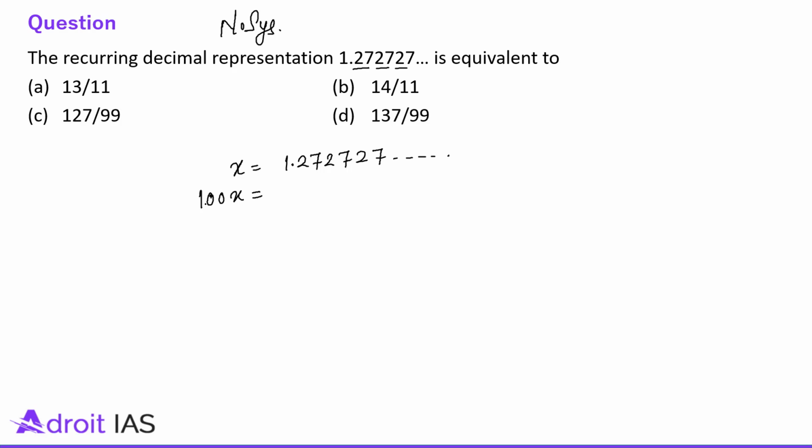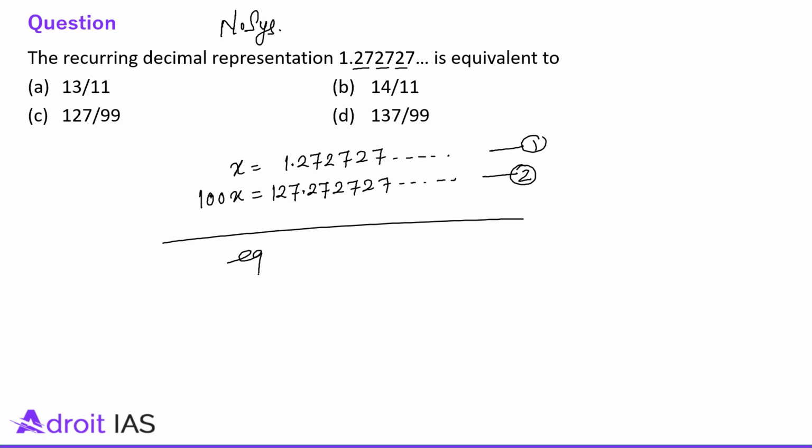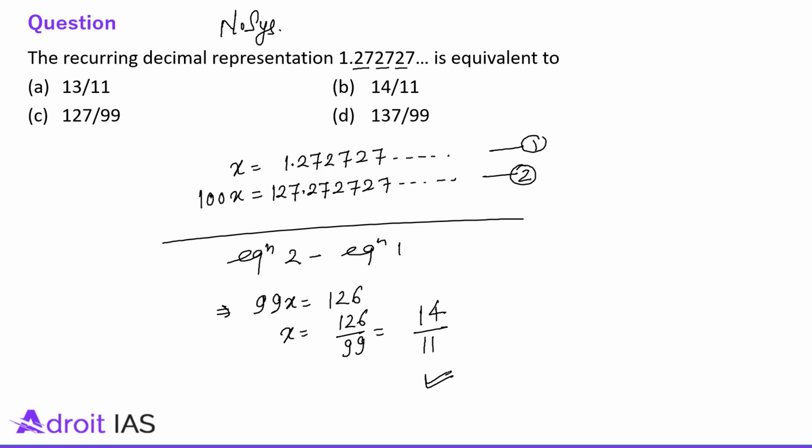On multiplying 100 on both sides, we get 100x is equal to 127.27272727 and so on. This is equation number 1 and this is equation number 2. Subtracting equation 1 from equation 2, we get 100x minus x, which is 99x, equal to 126. So x is equal to 126 divided by 99. Both numbers are divisible by 9: 14 nines are 126 and 11 nines are 99. So x is equal to 14 by 11. This is the correct answer.